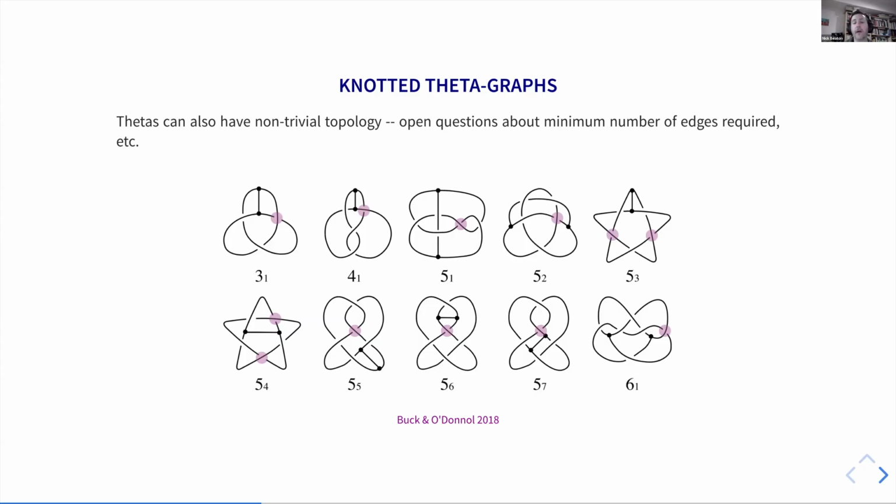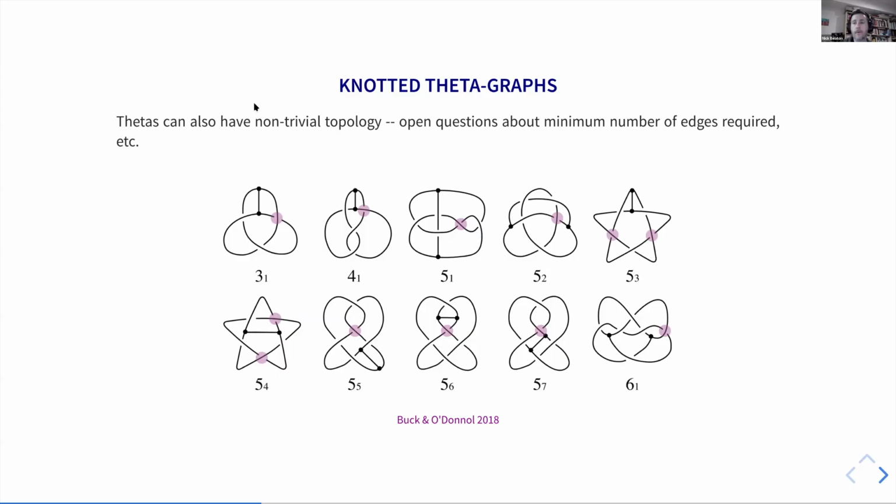And then there's questions like, well, for a given knot type, if I put it on, say, the cubic lattice, what's the minimum number of edges? And that's generally an open question. Maybe for a couple of these it's known, but otherwise it's mostly an open question.